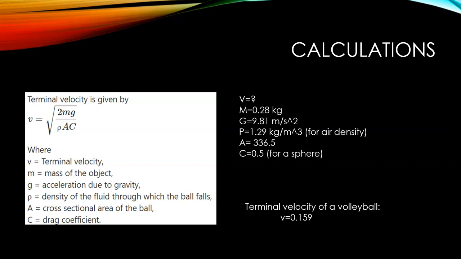And here we can see the calculations that I did in order to find the terminal velocity of a dropped volleyball. You can see all the information that I inputted as well as the formula used, and my resulting terminal velocity of the volleyball was 0.159.